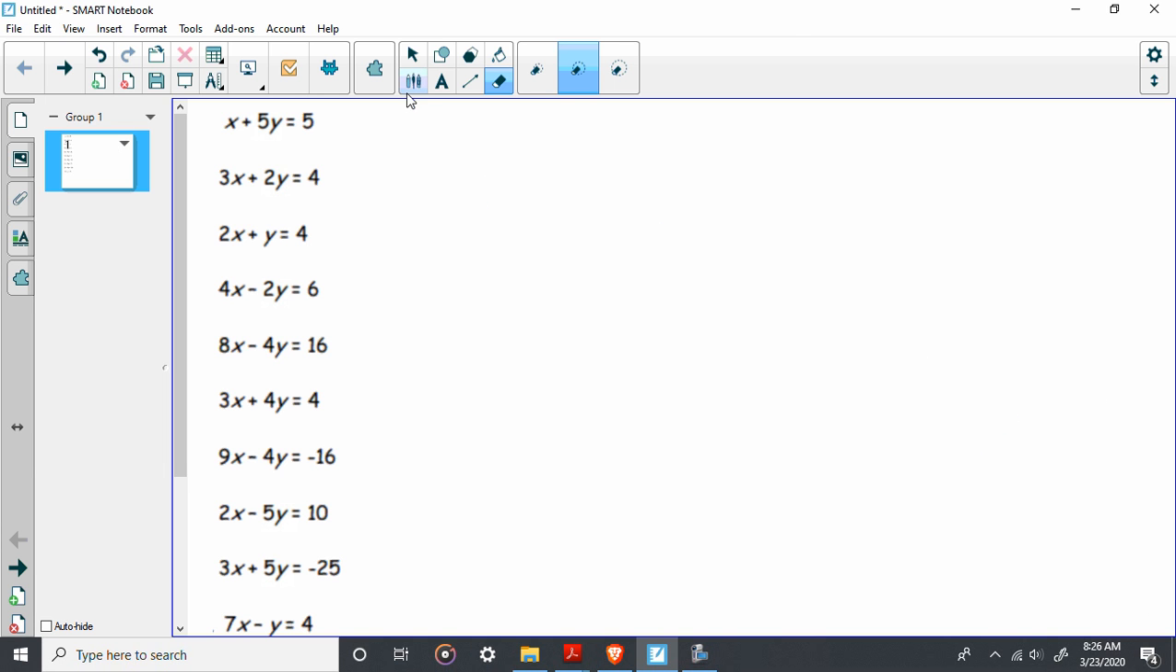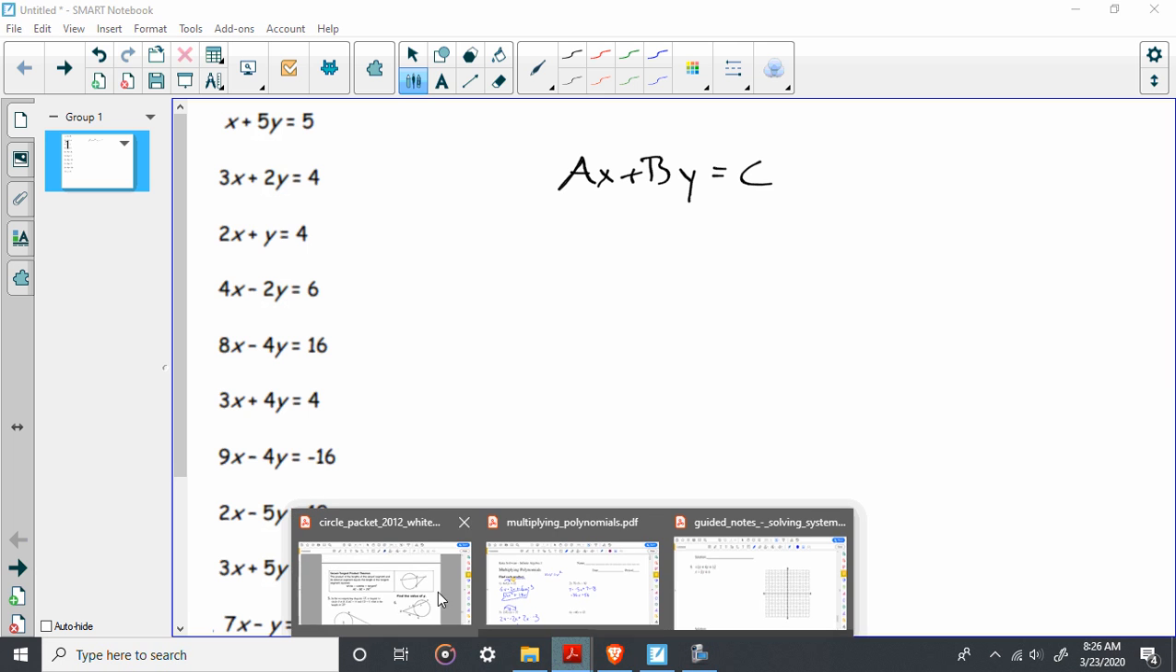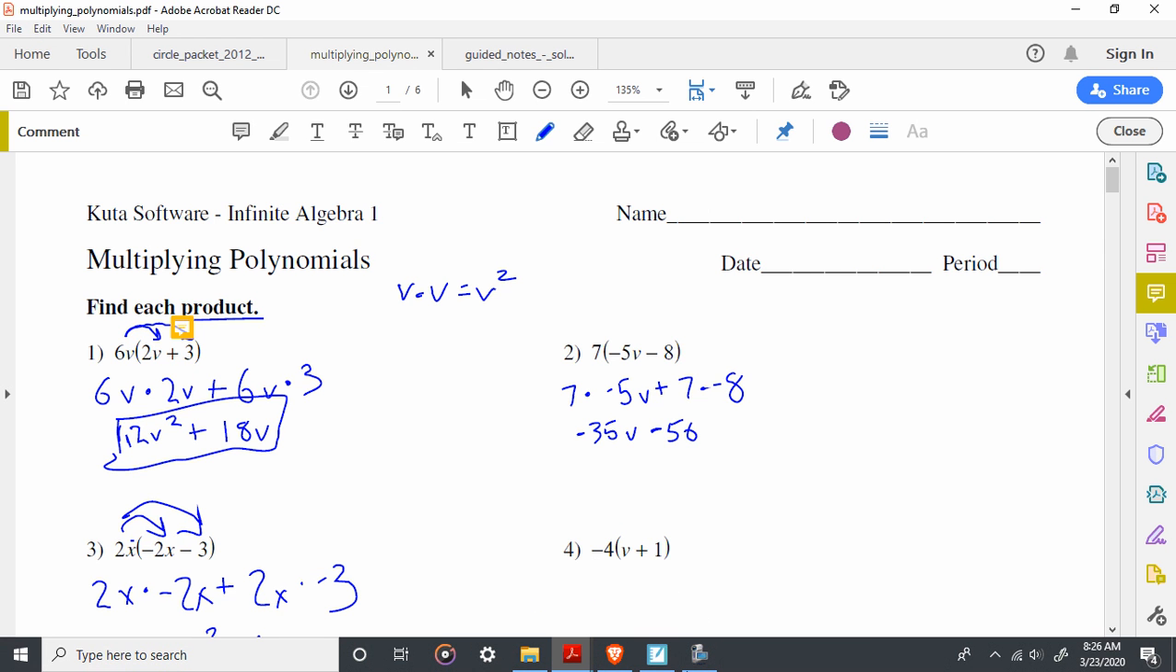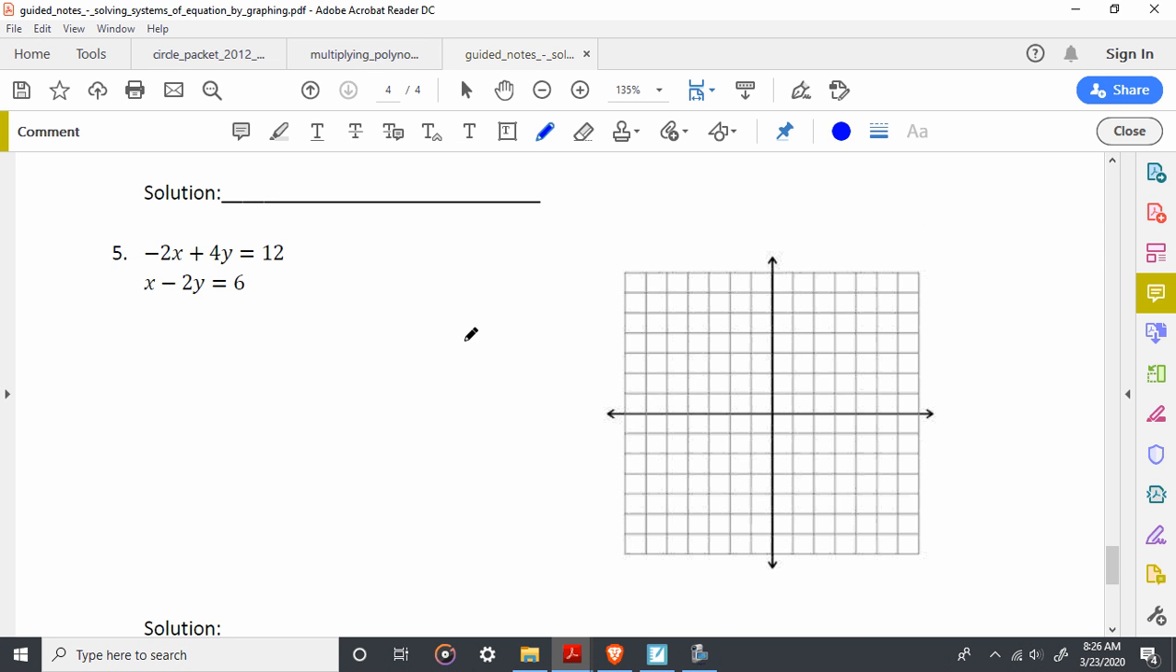So let's talk about other forms. There's also ax plus by is equal to c. Now we call this standard form, which I take exception to. You'll understand why when we start talking about our next set of functions. And that's what these over here are in. In the work that you should be doing, a bunch of these are in standard form.